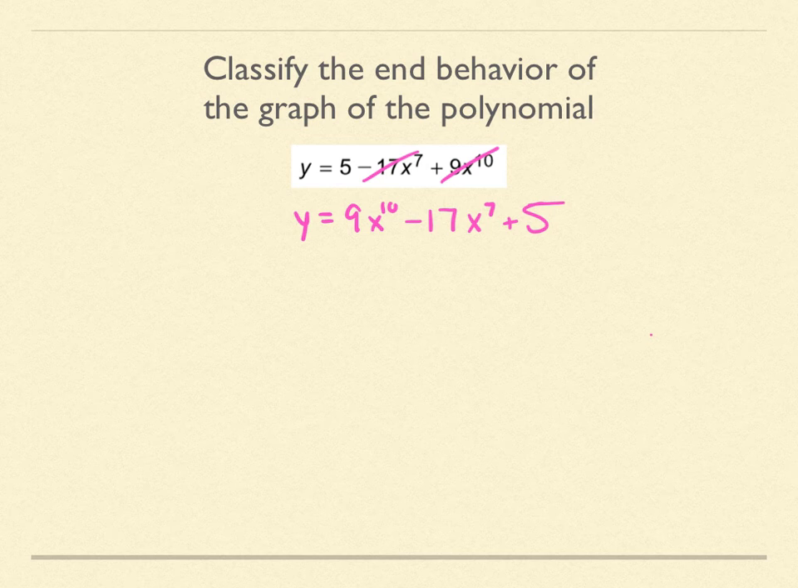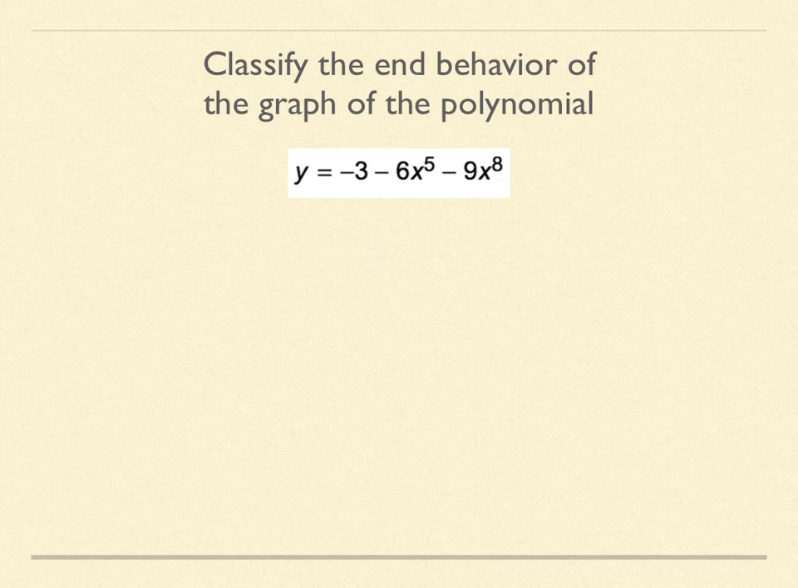Now we need to look at just the first term to see what our end behavior is. So is this positive or negative? 9 is positive. So what does that tell us about our right arrow? It goes up. And then is it even or odd? It's even. So our arrow is going to go in the same direction or opposite direction? Same direction. So we have up and up.